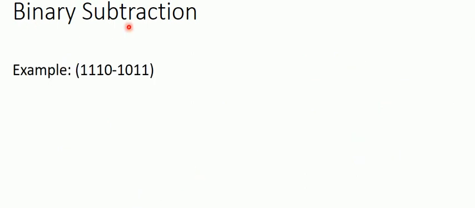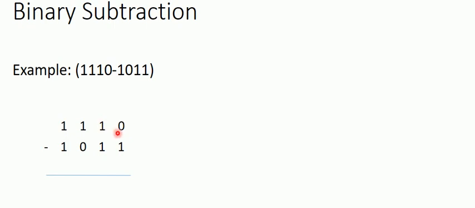Now let's see another example, that is 1110 minus 1011. Here the minuend is 1110, which is written in one row, and the subtrahend is 1011, which is written in another row. Now subtract 1011 from 1110. In the first column we see two bits are 1 and 0. It's not possible to subtract 1 from 0.